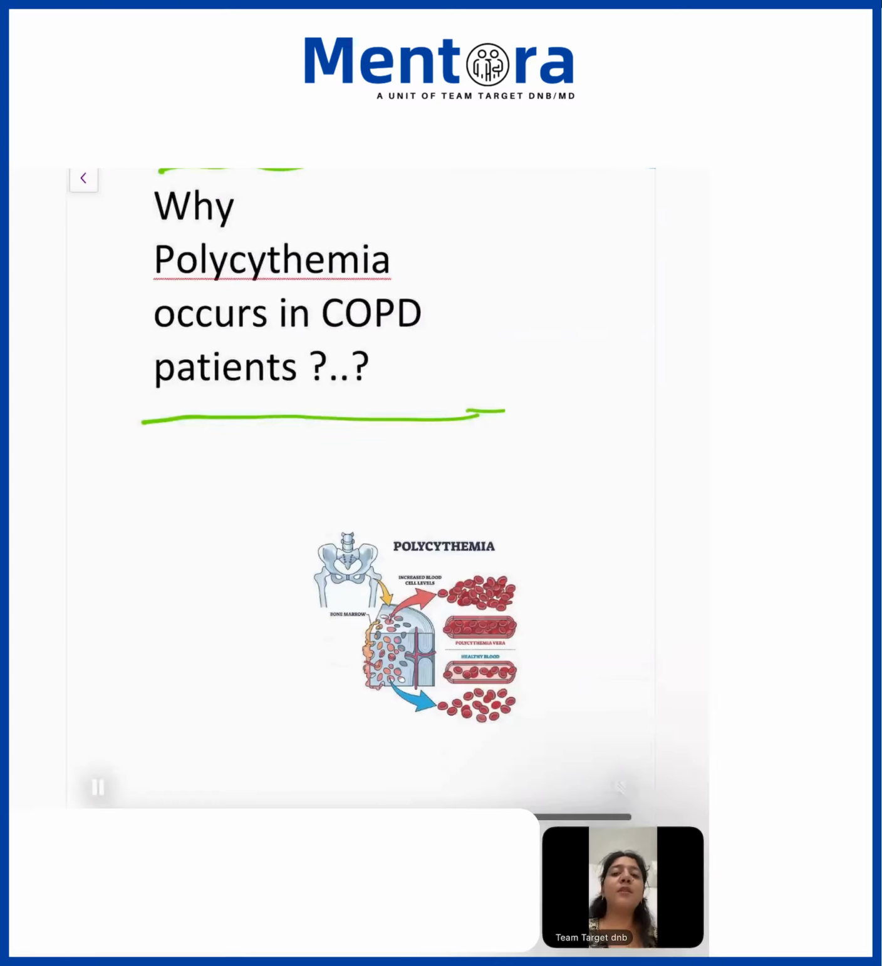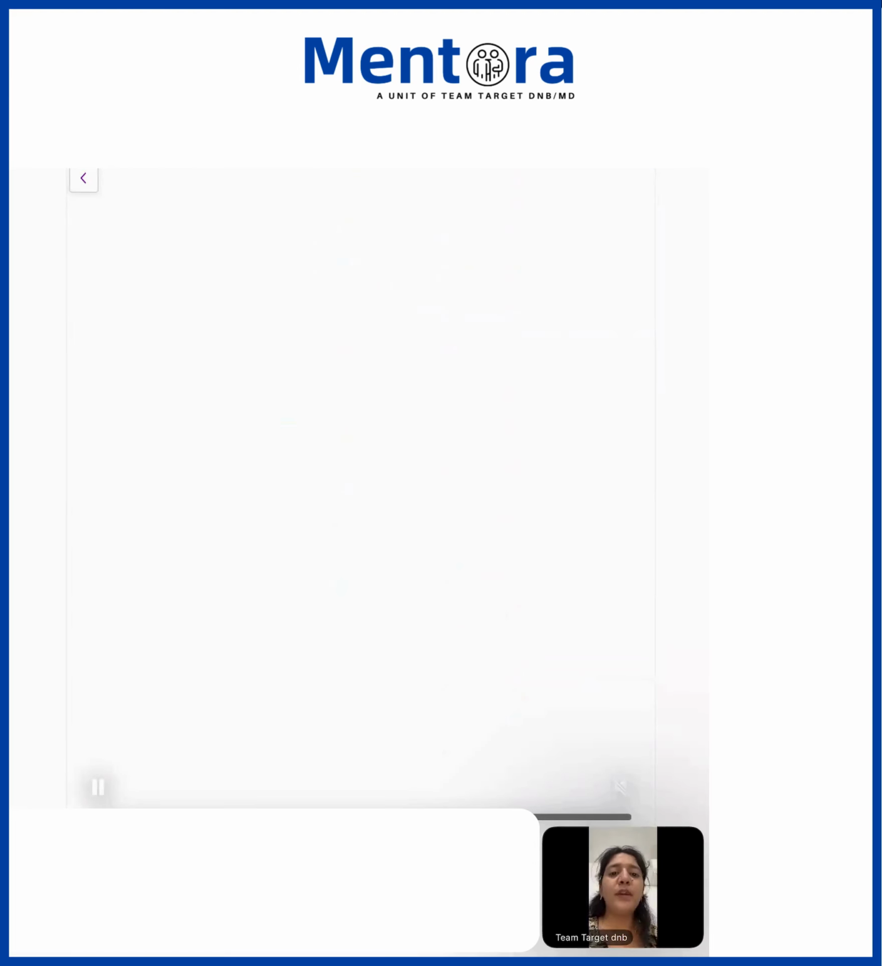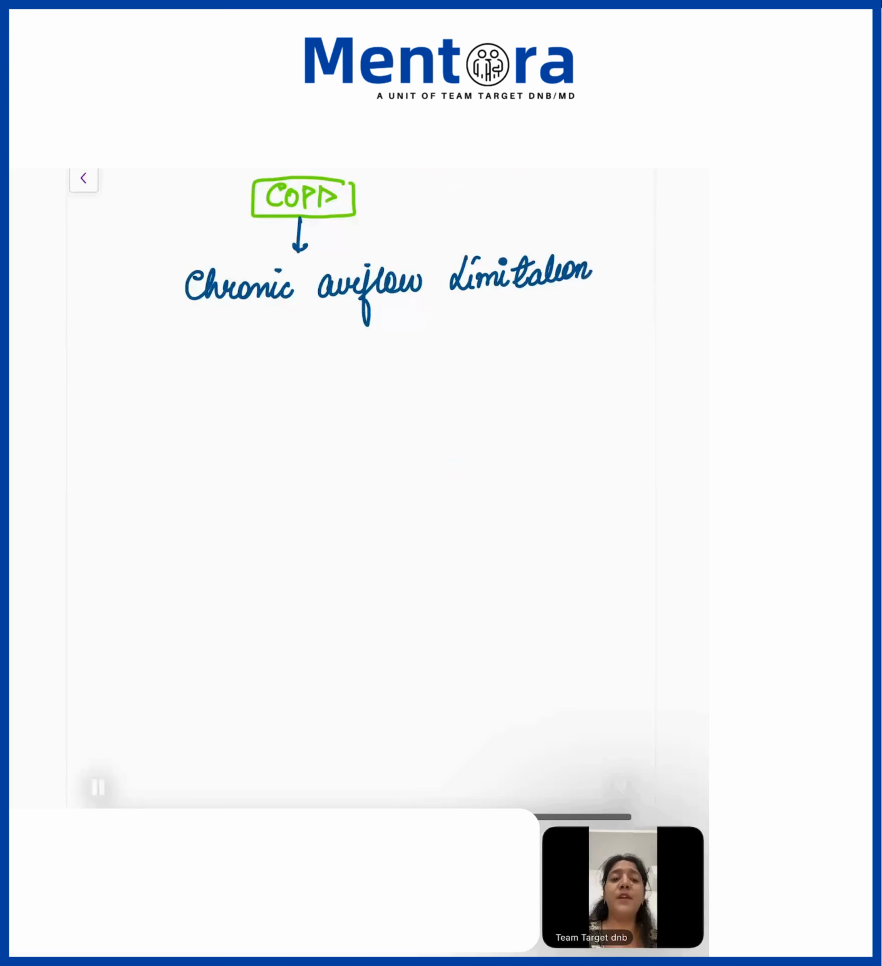Let's discuss an important pathophysiology: why polycythemia occurs in COPD patients. So, what is COPD? COPD is chronic obstructive pulmonary disease. That means the patients are suffering from chronic airflow limitation. That means the patient will breathe in, but he will not get proper space to breathe out because of the obstructive airway disease.